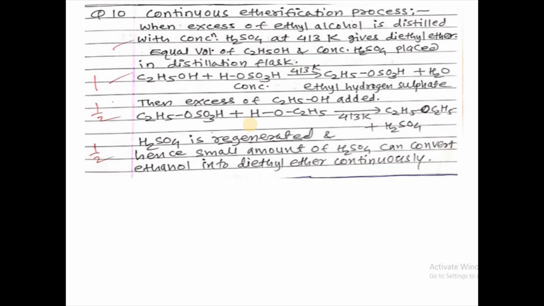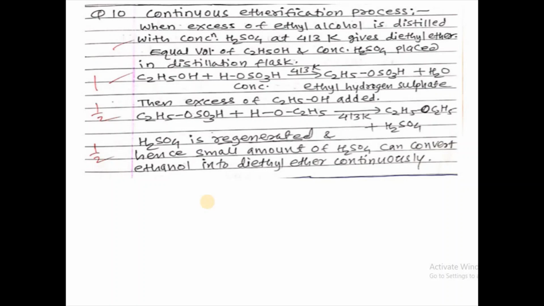Ethanol reacts with concentrated sulfuric acid at 413 Kelvin. Formation of ethyl hydrogen sulfate takes place, and that ethyl hydrogen sulfate again reacts with concentrated H2SO4 at 413 Kelvin. Formation of diethyl ether and plus H2SO4 that is used in the reaction in the first step, it is regenerated. H2SO4 is regenerated, and hence a small amount of H2SO4 can convert ethanol into diethyl ether continuously. Hence it is known as continuous etherification process.